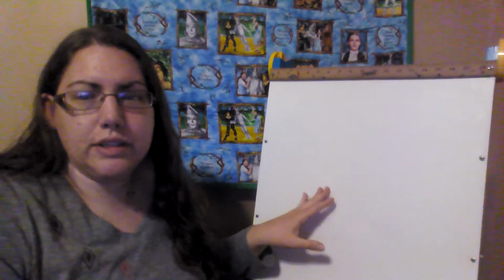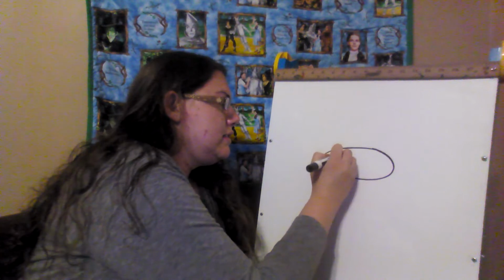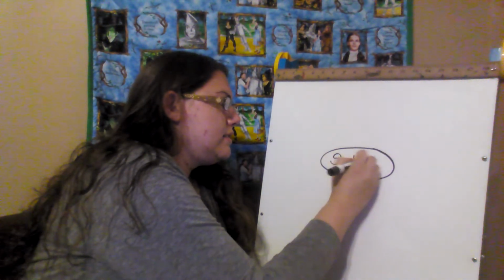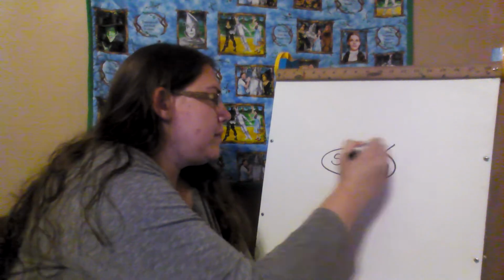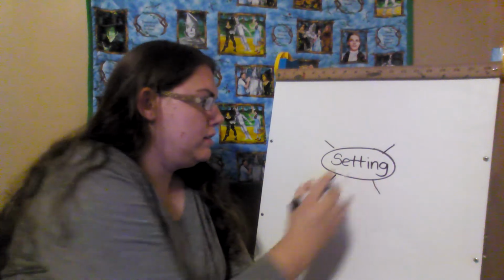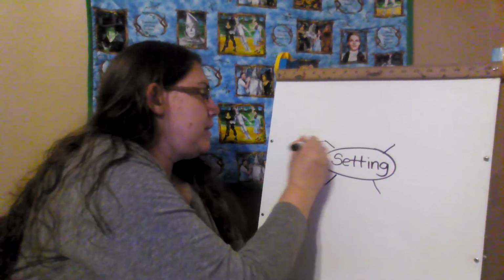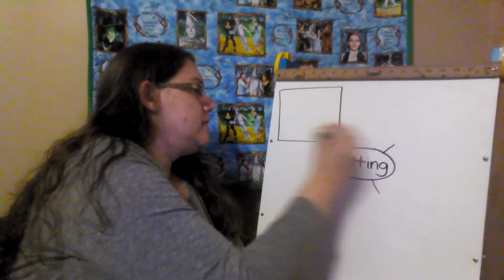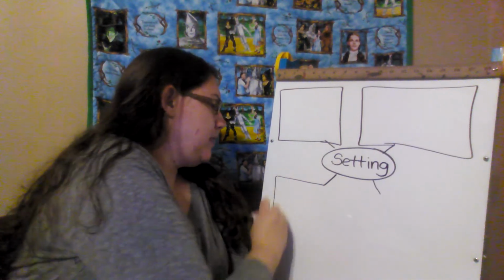So if you'll get your notebook, we're going to talk about the setting. Turn to a clean sheet of paper, and in the middle we're going to write the word setting in a big circle. And out from it, we're going to make 4 lines. We're going to talk about 4 different parts of the setting. So if you make 4 big boxes, that way you have plenty of room to write.